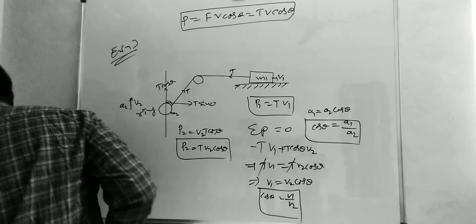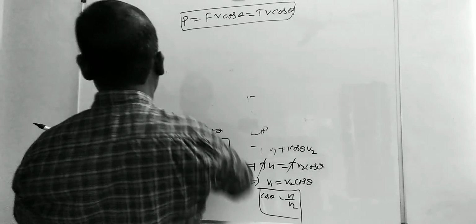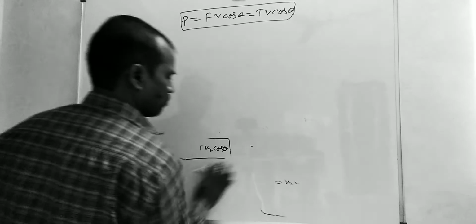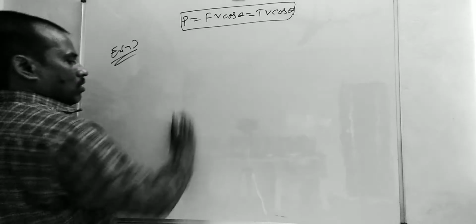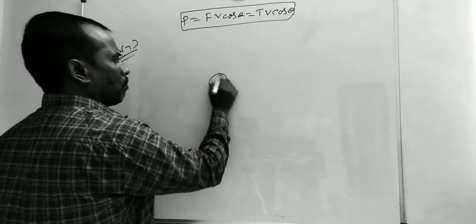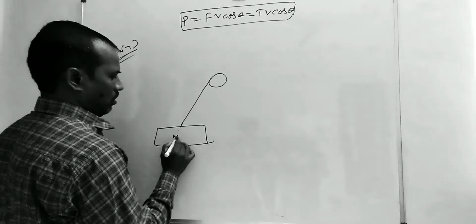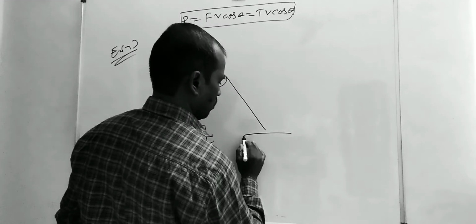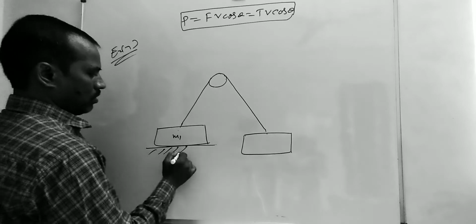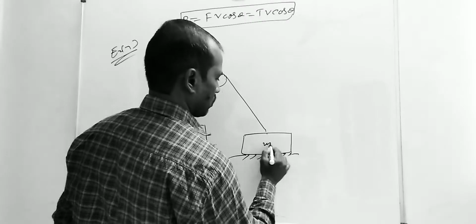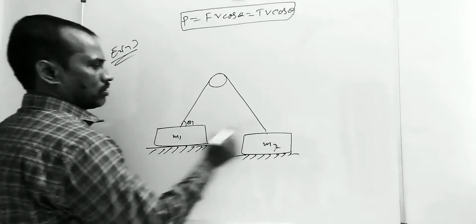Example 7. Note this one. For example, here is a pulley, with one block M1 and another block M2. These are two blocks, both placed on surfaces. The angle here is theta 1 and this angle is theta 2.